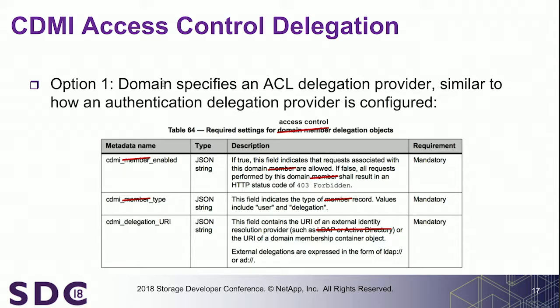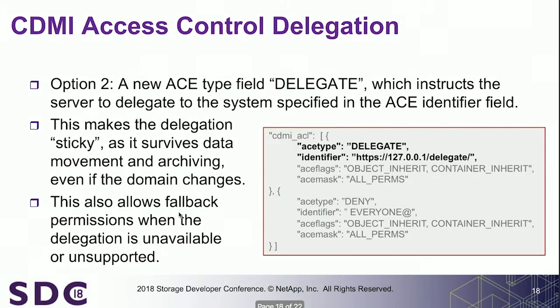Before we go on to that, if you look at option 1, which is the domain-based, the way we specify delegation of authentication is we specify that it's a delegation for members, and then we provide a URL to LDAP or Active Directory, et cetera. So you would do something relatively simple for access control. You'd have a CDMI access control enabled, access control type delegation, and then a delegation URL telling it where to go. OK.